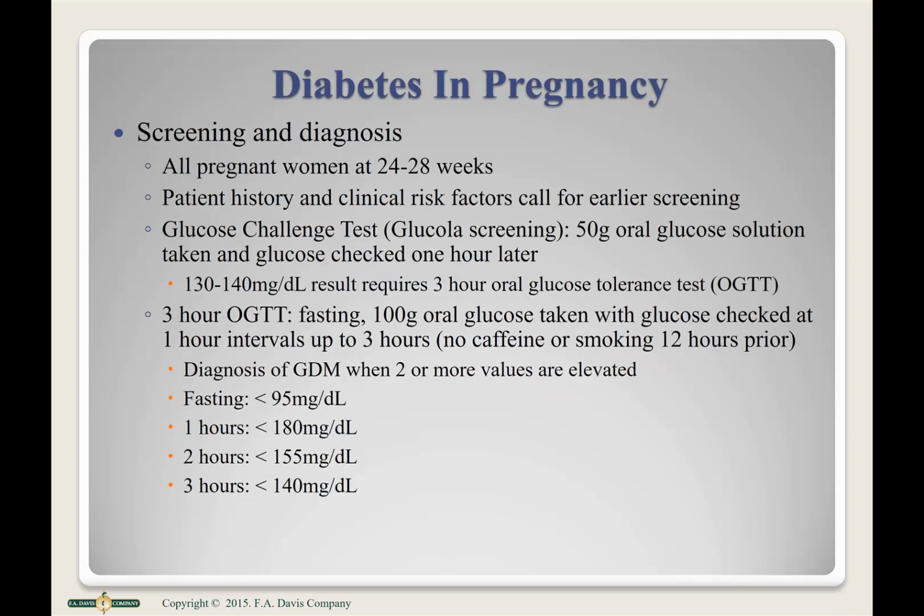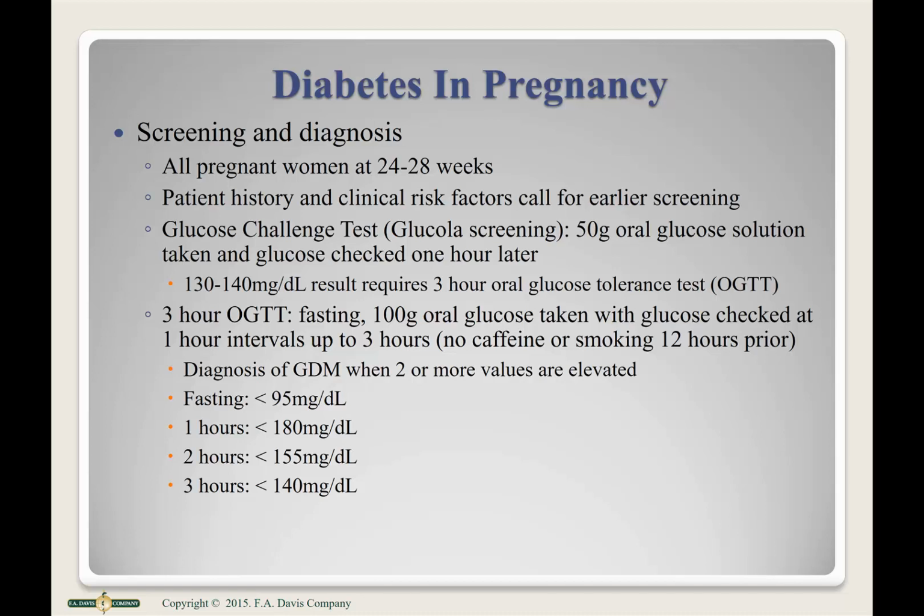Okay. So what we do is we screen all women between 24 and 28 weeks. If they have a particular history when we first have them come into our prenatal clinic, with risk factors and things like that, we will do early screening, but otherwise, it's around 24 to 28 weeks. We can just do this simple 1 hour glucose check, where they have this 50-gram oral glucose solution, and then an hour later we check their blood sugar. If their blood sugar is less than 130, then we're good. We feel that this woman is not gestational diabetic and everything is good.